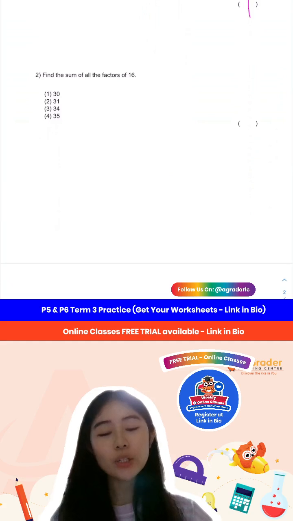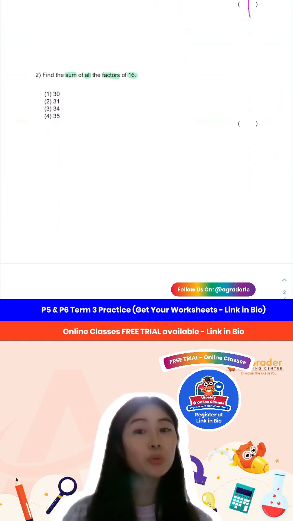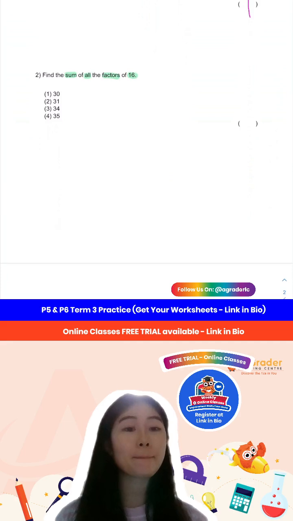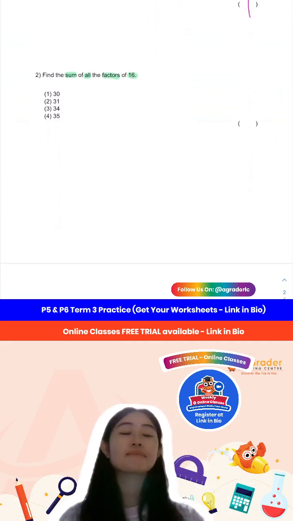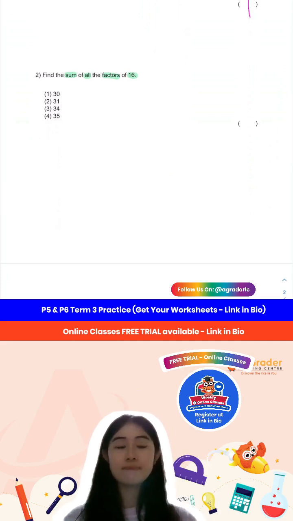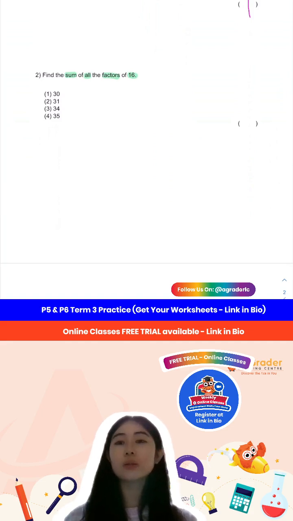Okay, now our second question is find the sum of all the factors of 16. Give you some time to do. Let me know your answer. Okay, another maybe 15 seconds. This one need to do a little bit of calculation.